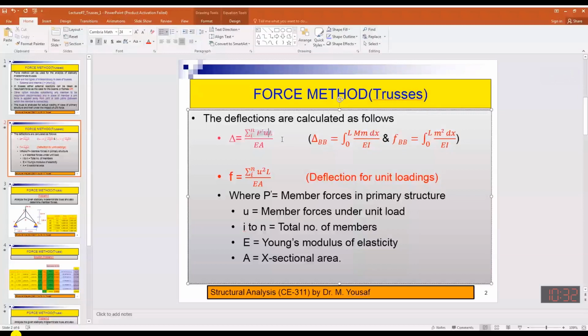So P dash is the member force in the primary structure, U is the member forces due to unit load, i goes from 1 to N, the total number of members, E is the modulus of elasticity, and A is the cross-sectional area. Up till now, if you have faced any difficulty, you can point it out, please.